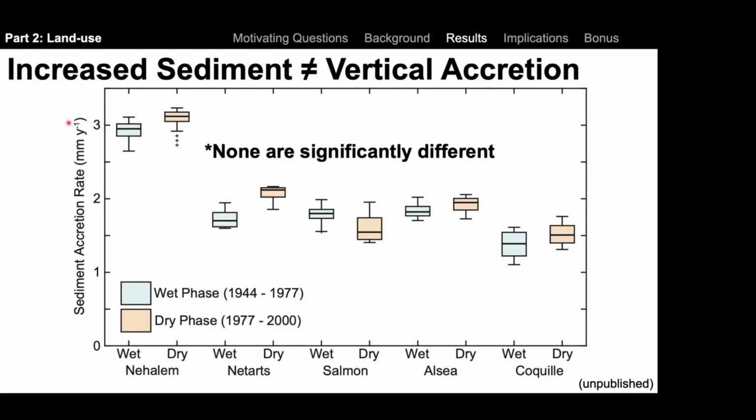And what we see is that none of them are significantly different, which really leads to the question, is sediment as important as we had originally thought? At the very least, I think we can conclude that it doesn't necessarily impact decadal rates of vertical accretion, but what about in terms of the lateral change?